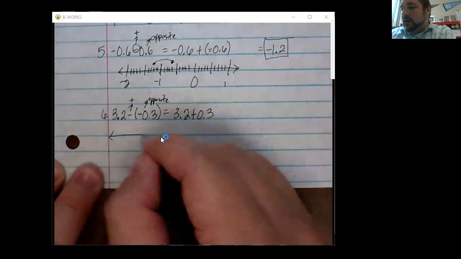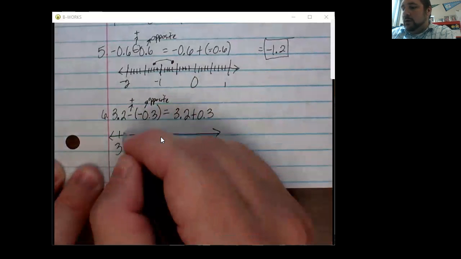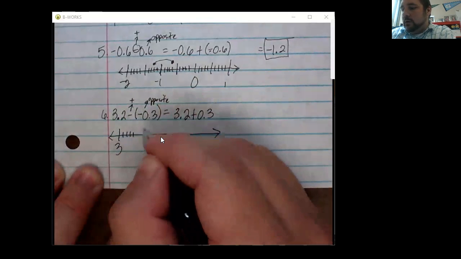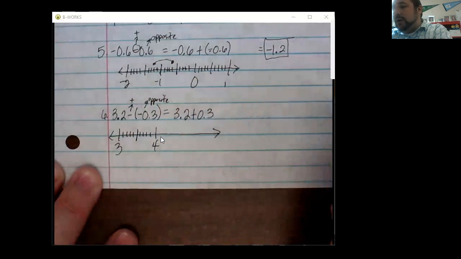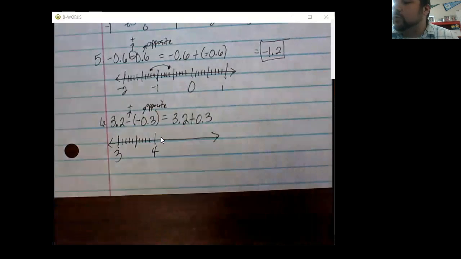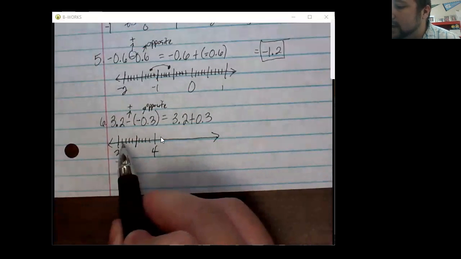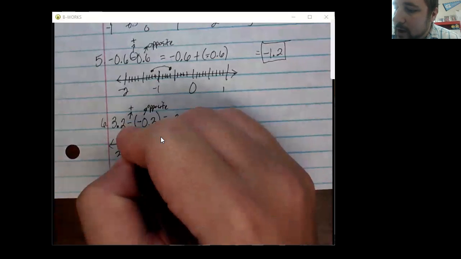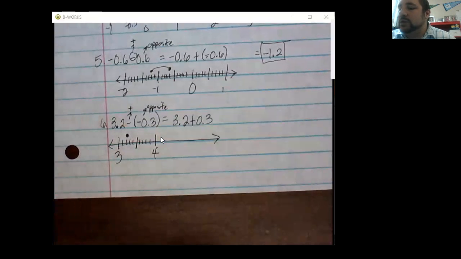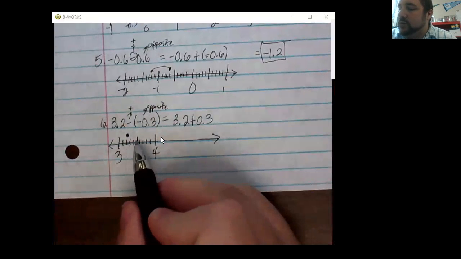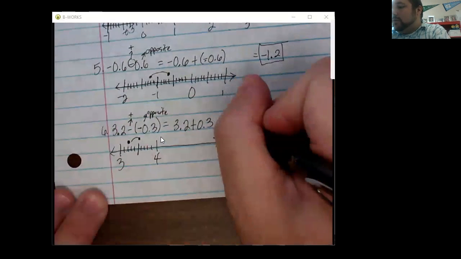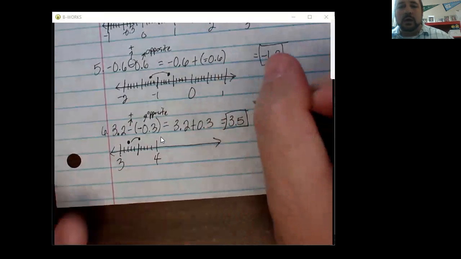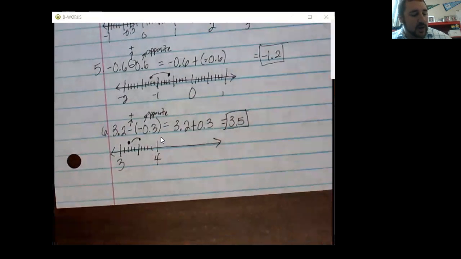All right, so on our number line, we're going to start at 3, and then we're going to go 1, 2, 3, 4. 3.5, 1, 2, 3, 4, and that's actually all we need there. So 3.2 is 2 lines past the 3. And we are only going to go 0.3, which is 3 more lines. So 1, 2, 3, which means we end up at 3.5, which equals positive 3.5. So there we used a number line to find the sum of each of those.